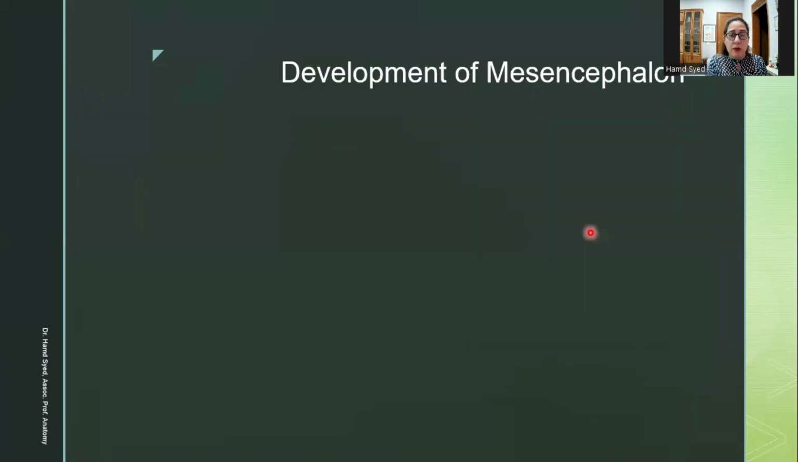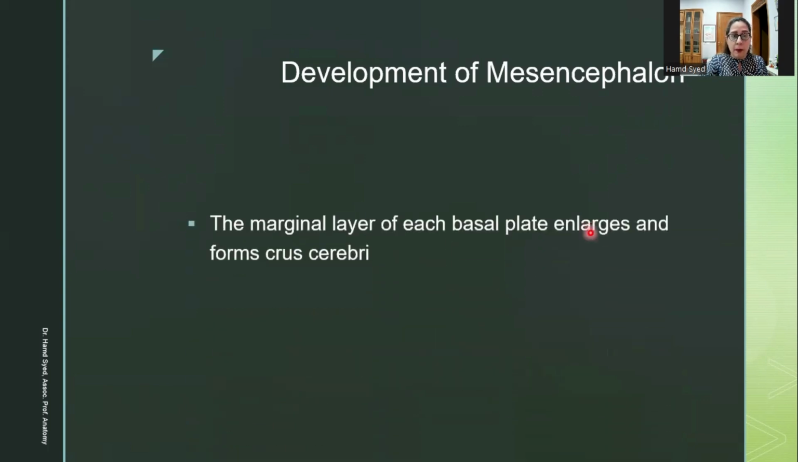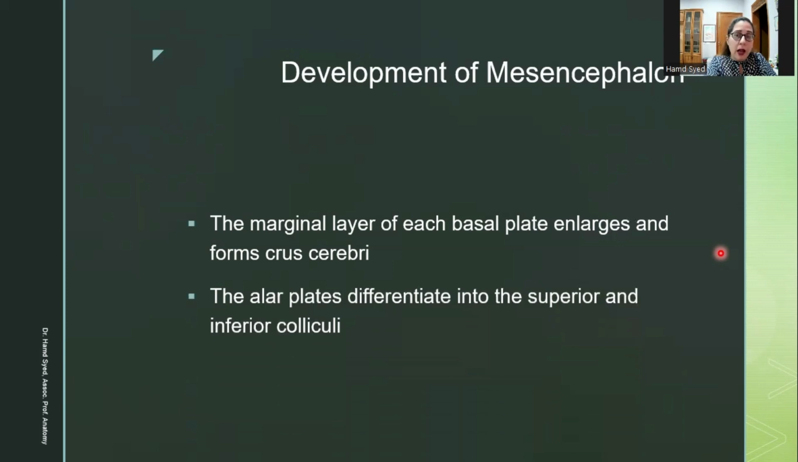Now let's talk about the mesencephalon, which is the secondary brain vesicle that is going to form our midbrain. The marginal layer of each basal plate enlarges and forms the crus cerebri. Like I told you, whenever we talk about development of any region, we explain it in reference to what happens to the alar and the basal plates. In the region of the mesencephalon, the basal plates form the crus cerebri, whereas the alar plates represent the sensory areas. They form the superior and inferior colliculi, which are present on the posterior aspect of the midbrain.